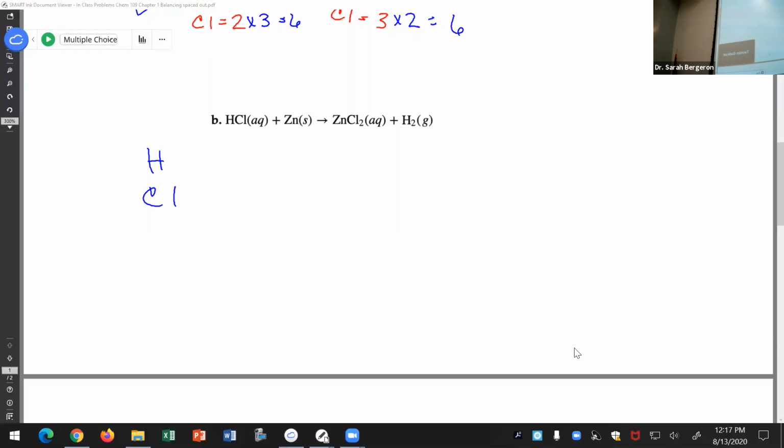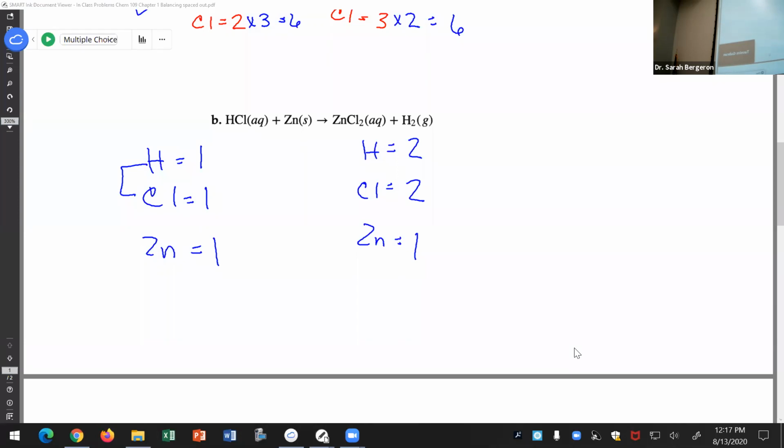We have hydrogen, we have chlorine, and we have zinc. Okay, so let's do the same thing over here. Hydrogen, chlorine, zinc. In the reactants, how many hydrogen? 1. How many chlorine? 1. How many zinc? 1. On the products, we have 1 zinc, we have 2 chlorine, and we have 2 hydrogen. So in this case, we have 2 that we need to worry about. So which one should we do first? It doesn't really matter.